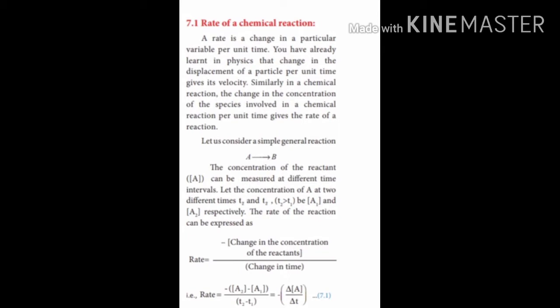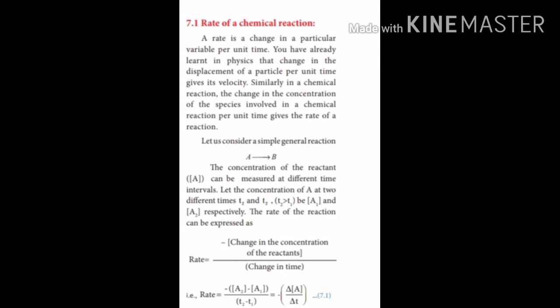Let us consider a simple general reaction A to B, A for reactant and B for product. The concentration of the reactant can be measured at different time intervals. Let the concentrations of A at two different times, T1 and T2, be A1 and A2 respectively.